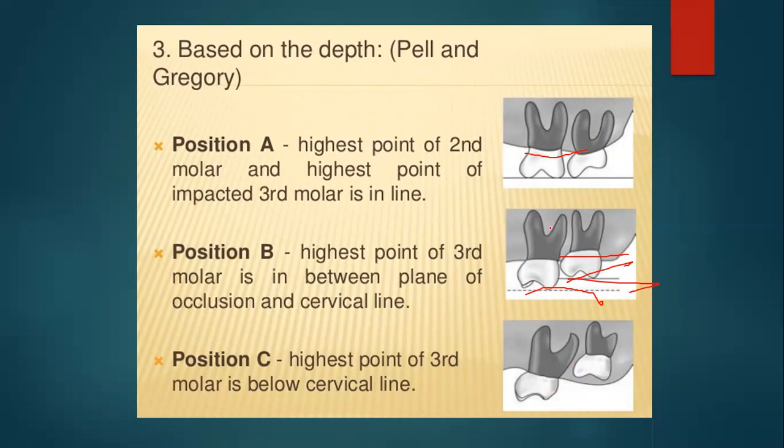So you need to remember these. Point A is in line. In point B, it is present between the occlusal and cervical line. However, in position C, it is present below the cervical line.